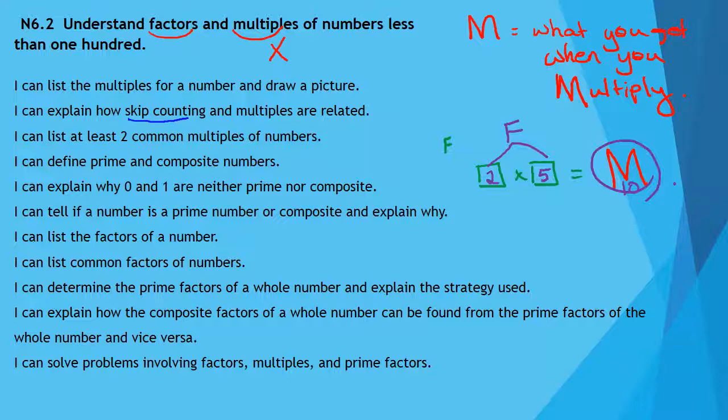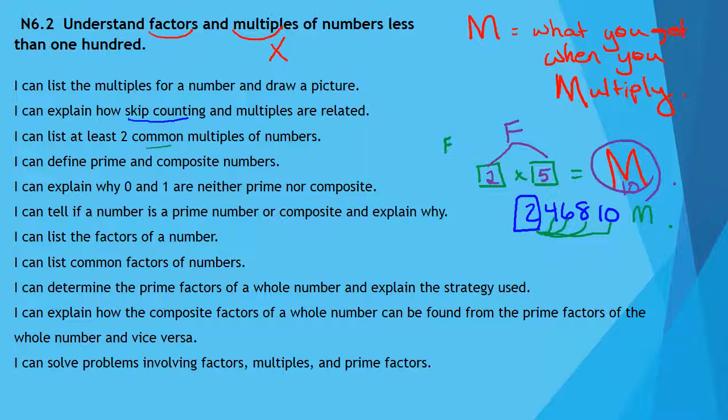Skip counting and multiples are related. If I'm going 2, 4, 6, 8, 10, I'm actually listing the multiples of 2. What would I get if I multiplied 2 by some stuff? Well, I would get all of these numbers. 2 times 2 is 4, 2 times 3 is 6, 2 times 4 is 8, 2 times 5 is 10. So these are the multiples of 2.